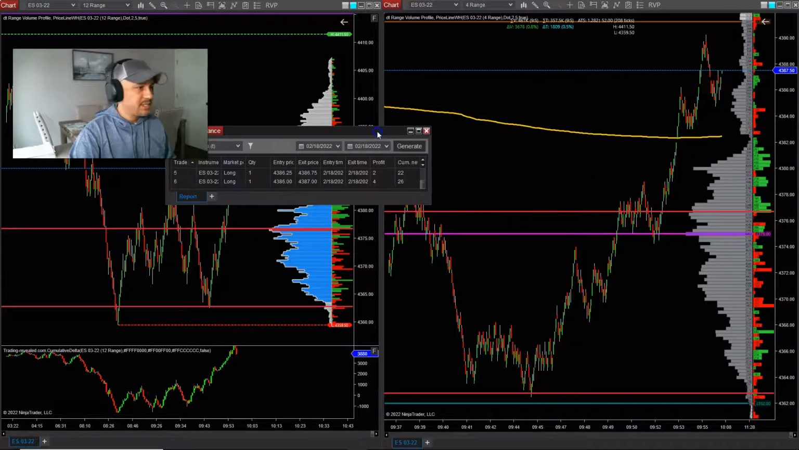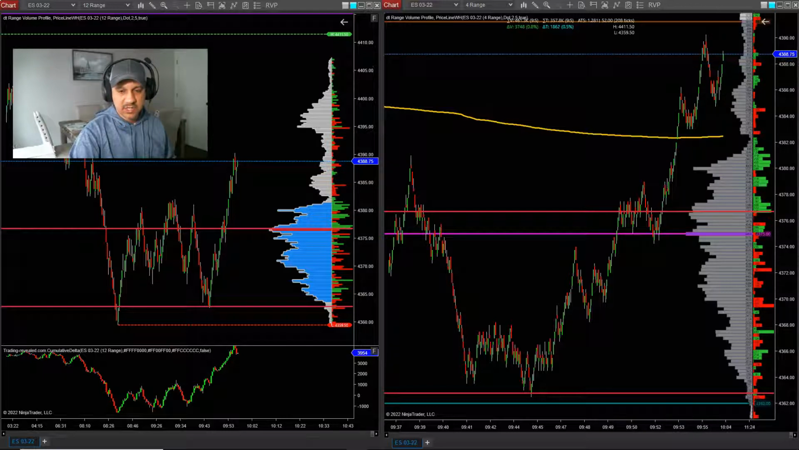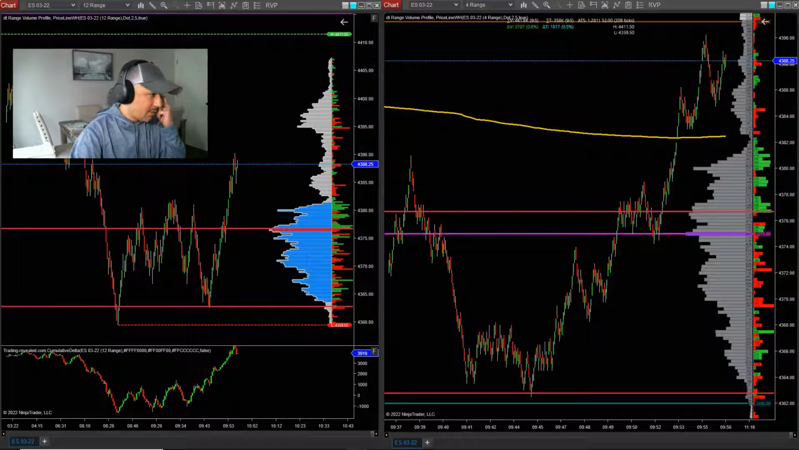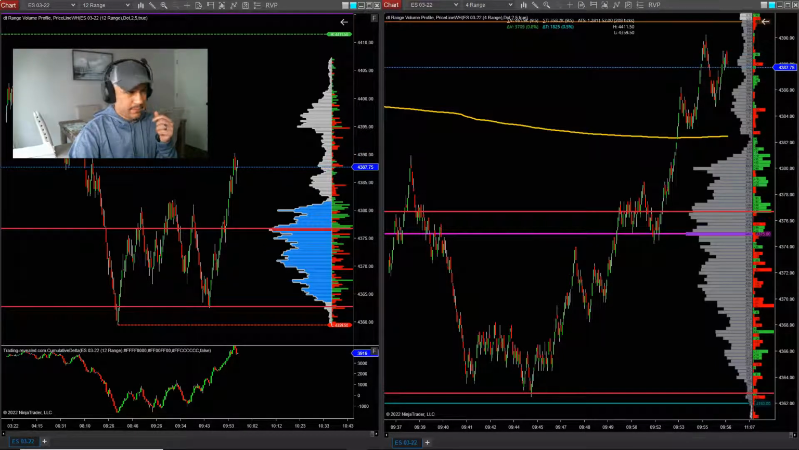So I'm just up 26 ticks right now. Scalping along. I'm a scalper, guys. I just try to make a few ticks, few points here and there, unless I see a bigger opportunity. But it's okay.